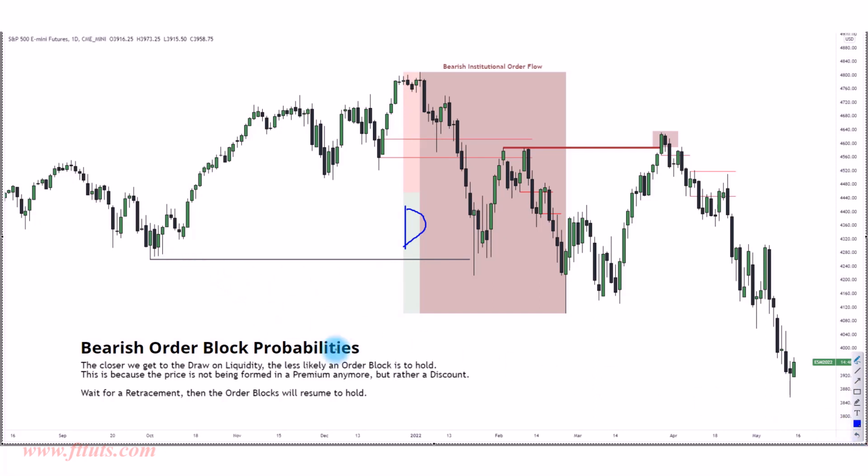So the closer we get to a draw on liquidity, the less likely the order block's going to hold. Okay, this is when it takes out low, that's extremely discounted, remember. So we're going to have to wait for price to trade back into a premium. So price, what's the trading range? Well, here to here, that's one.